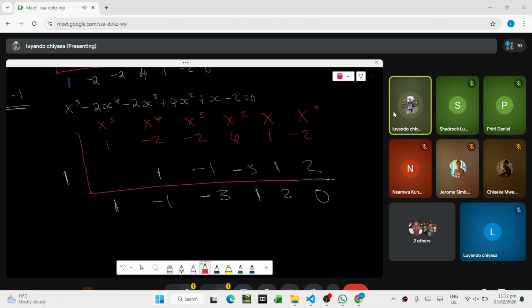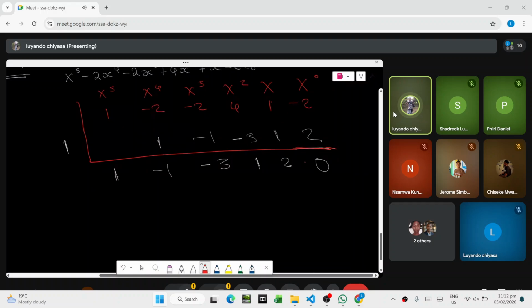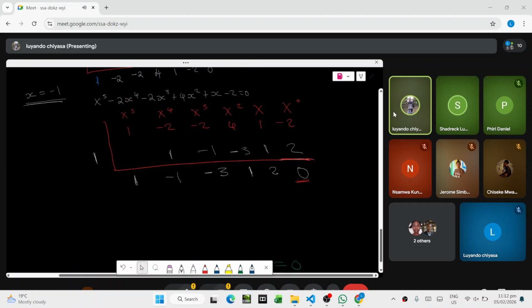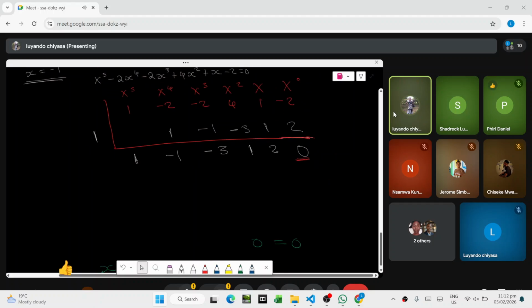Okay, so another way of knowing that you made a mistake is when you do the synthetic division, it won't give you 0 as a remainder. If what you chose wasn't a factor, it won't give you 0 as a remainder. So that's a point worth noting. All right.